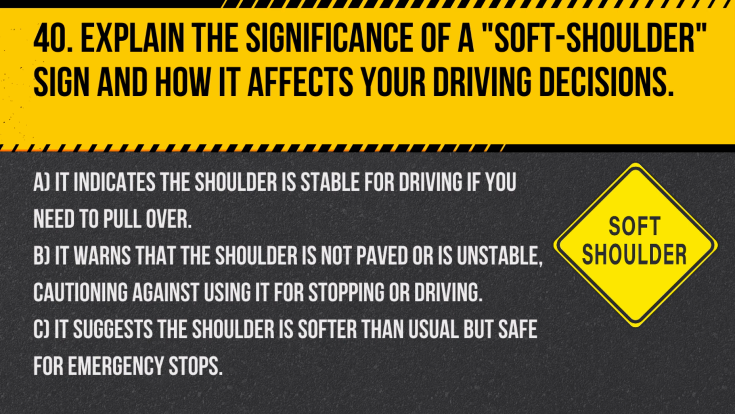A. It indicates the shoulder is stable for driving if you need to pull over. B. It warns that the shoulder is not paved or is unstable, cautioning against using it for stopping or driving. C. It suggests the shoulder is softer than usual but safe for emergency stops.